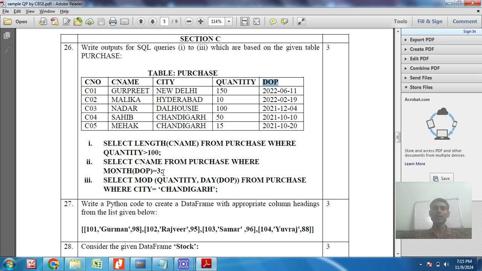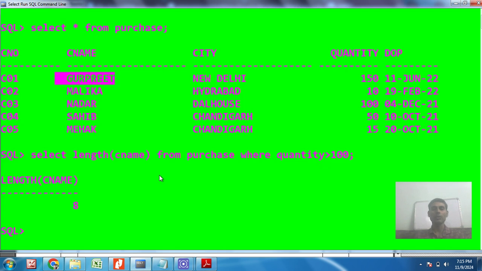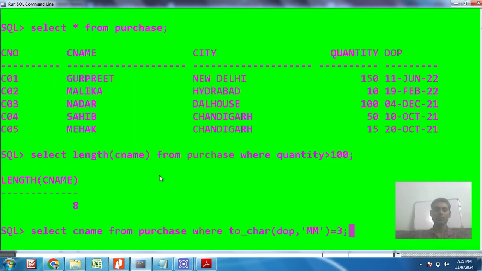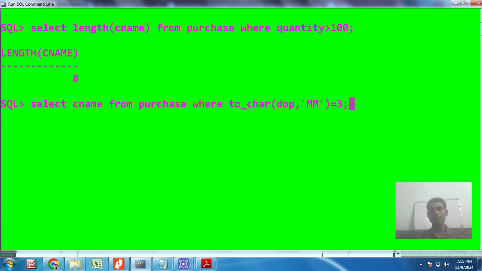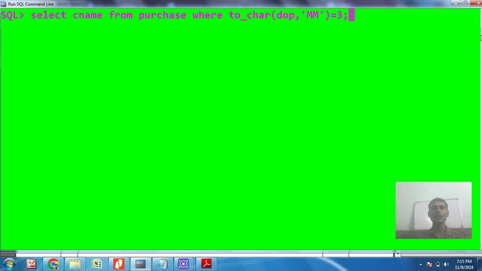Select CNAME from purchase where DOP month equals 3. This is the MySQL command, and it is the correct command. But in Oracle SQL we will write the same command like this: select CNAME from purchase where to_char DOP, mm, equals 3. Okay, so it is giving me no rows selected.